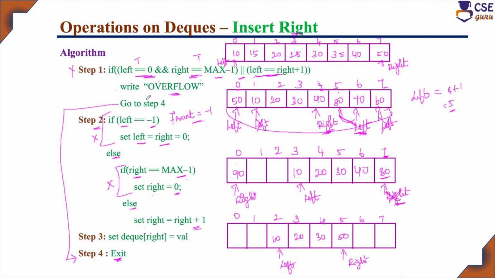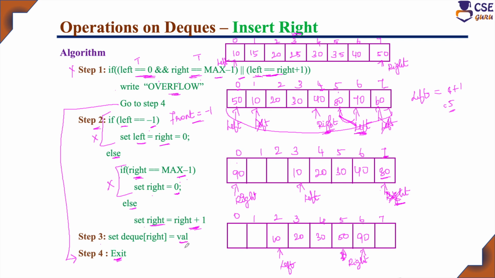Now, here, all the conditions are false. So the overflow condition is not true, and left is not minus 1. And the right pointer has not yet reached the max minus 1 position. In that case, the meaning is just to increment the right pointer position by 1. Now, right is pointing to the 6th memory location, and place the element. Just increment the right pointer position by 1 and then place the element.